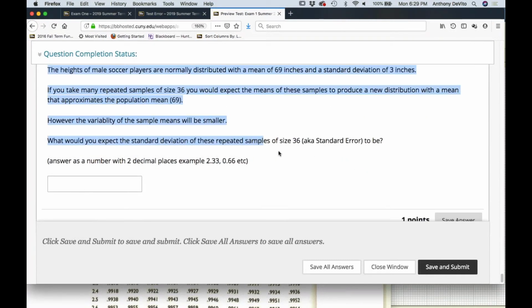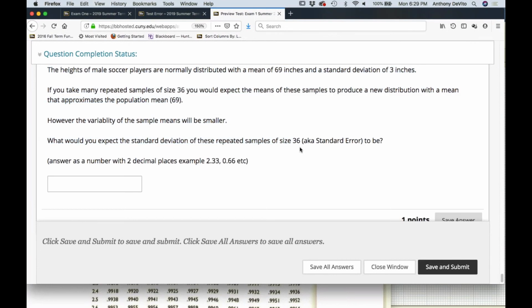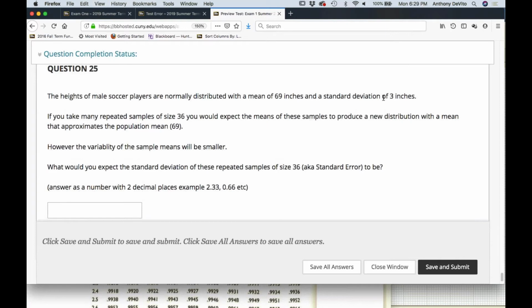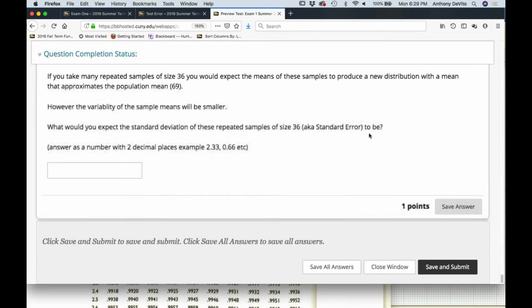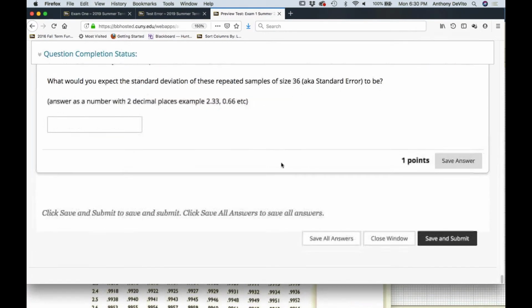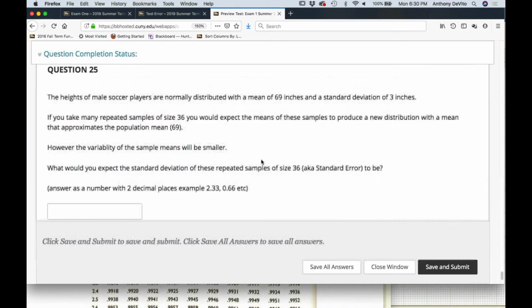What would you expect the standard deviation of the repeated samples of size 36 to be, the standard error? So it would be 3, the standard deviation of the population, over the square root of the sample size, which is the square root of 36, which is 6. So 3 over 6 is going to be 1/2.